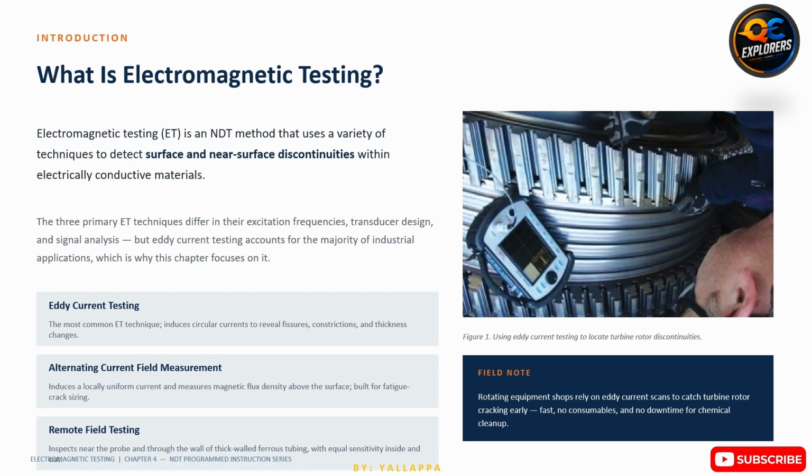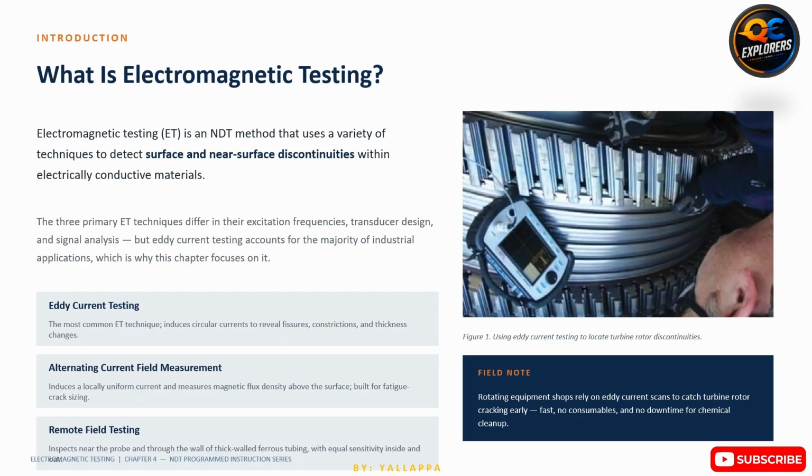Electromagnetic testing, or ET, is a family of NDT methods used to inspect electrically conductive materials without damaging the component. Instead of using sound waves or radiation, ET relies on electromagnetic induction to detect discontinuities, evaluate material properties, and measure wall thickness or material changes.